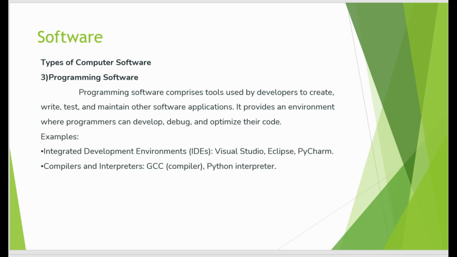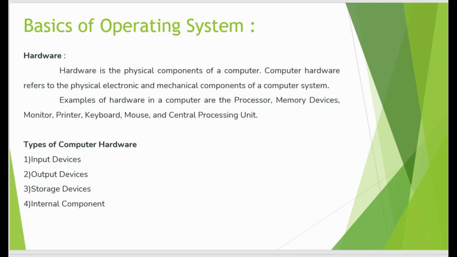Then the next part of the basics is hardware. What is the meaning of hardware? Hardware is the physical component of the computer. Physical components means the parts of the computer that we can see and touch. Computer hardware refers to the physical, electronic, and mechanical components. Examples are processors, memory devices, monitor, printer, keyboard, mouse, and CPU, the central processing unit.